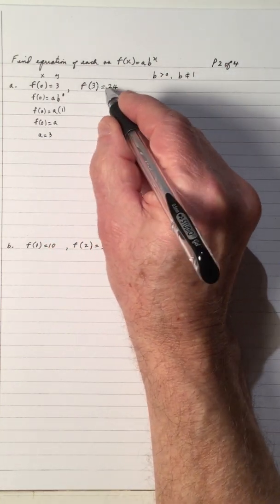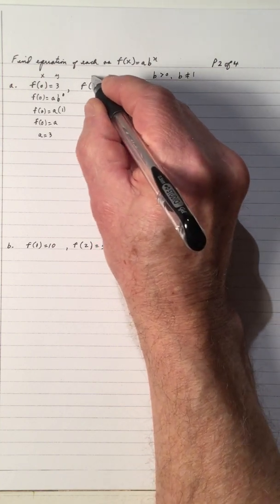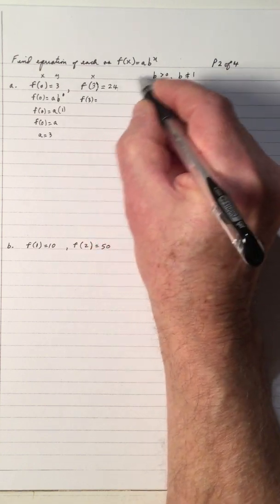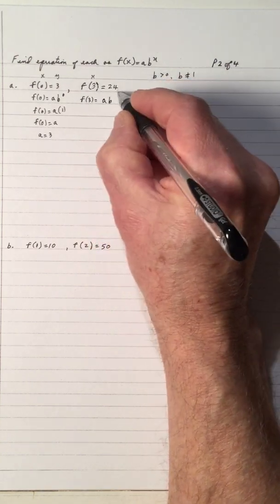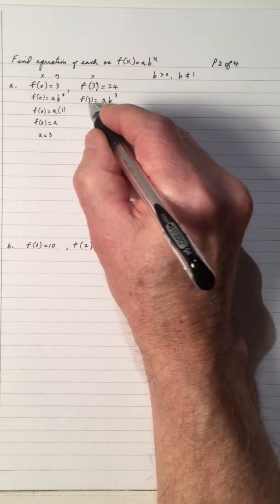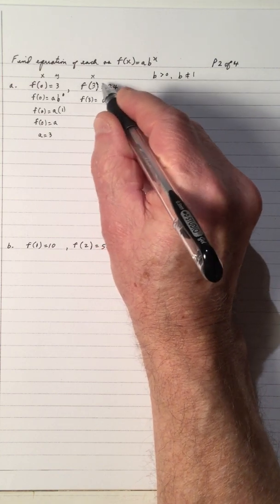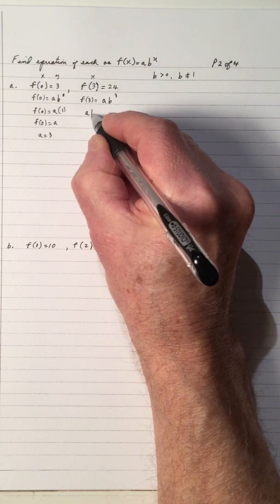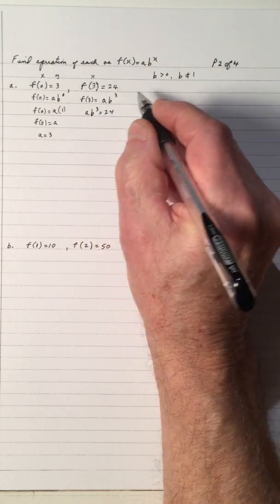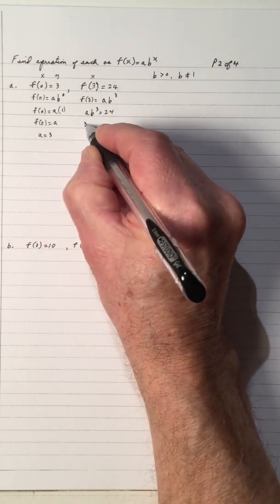So let's look at this one. The f of 3 equals 24, so x is 3. So the f of 3 equals a, b to the 3. So we're going to put 3 in the place of x. So the f of 3 equals ab cubed. And the f of 3 equals 24. So that means ab cubed equals 24. But we have a is 3. So I'm going to sub 3 into here.